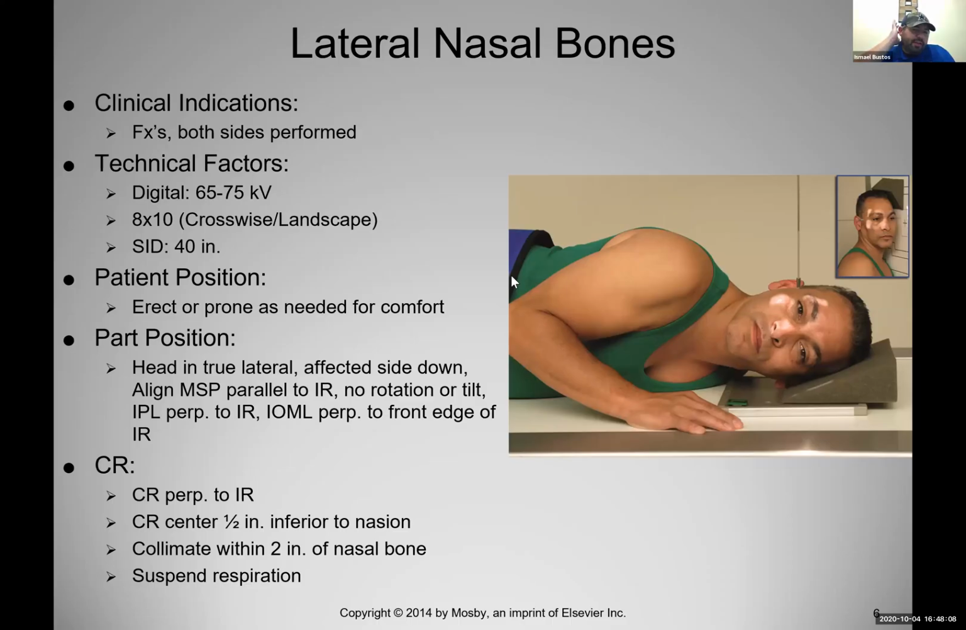All right, once you've done all that, you get them in a true lateral position. Now we need to find our centering spot. The centering spot is going to be a 1/2 inch inferior to the nasal bone, right? 1/2 inch inferior to the nasal bone.